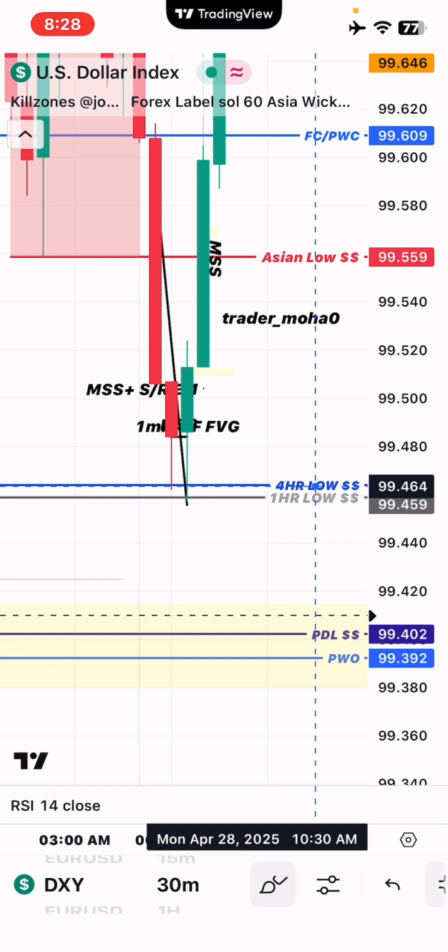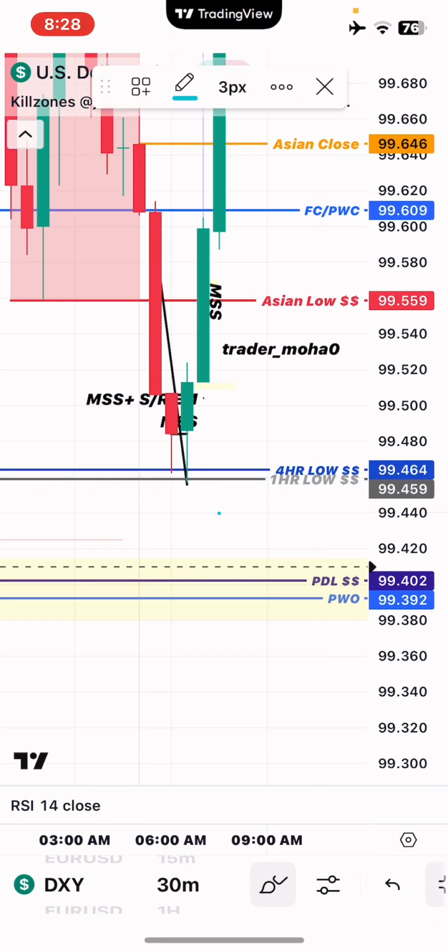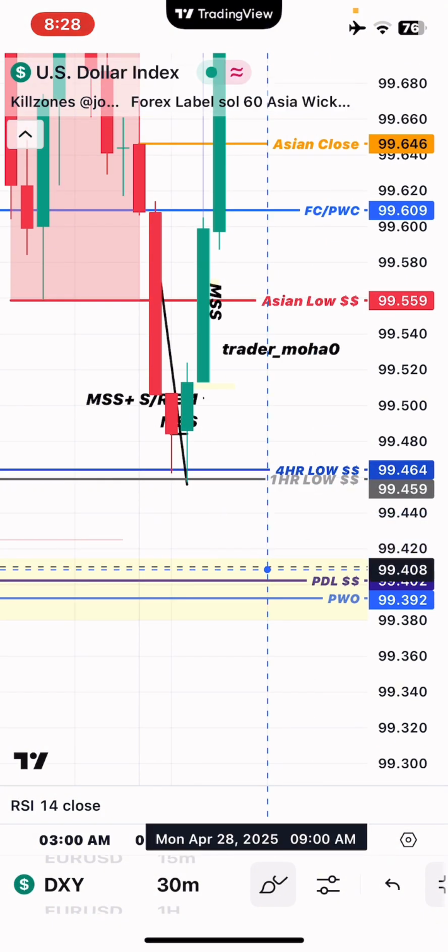So I just want to give a brief breakdown of the trade which I took this morning by 7:25 London session, Nigerian time.